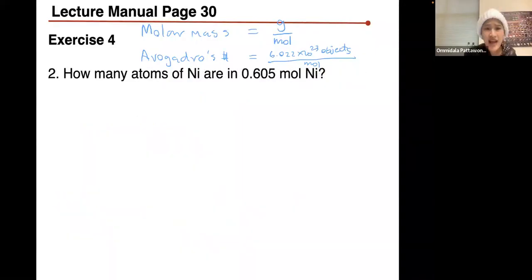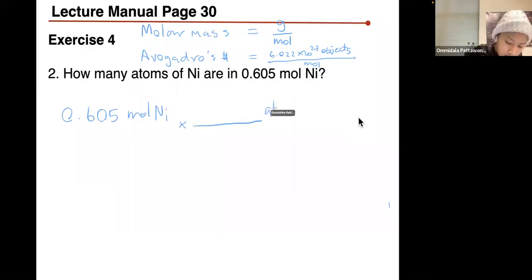The next question is how many atoms of nickel are in this 0.605 mole of nickel then? If you're looking at this conversion, you probably notice that we want atoms, which is the number of objects, and we are given mole. So mole and atoms are going to be connected by Avogadro's number. That means we are not going to use molar mass in this case, because it doesn't involve mass in grams. It involves the number of objects. So therefore, I'm going to use Avogadro's number. I'm going to start with 0.605 mole of nickel that is given. Again, I want to cancel mole and I want atoms to be the final answer. So that means the atom has to be on top, the number of objects, and then mole would be on the bottom.